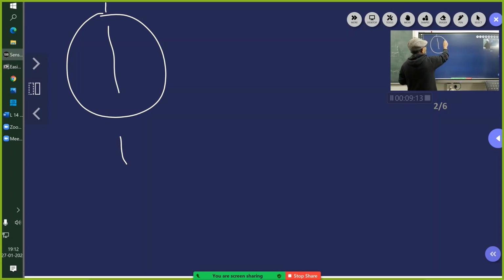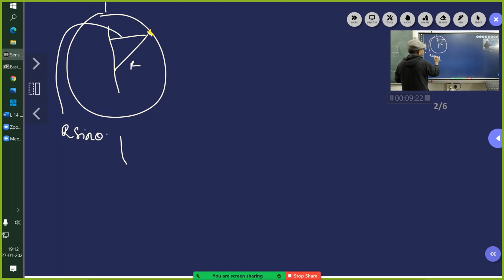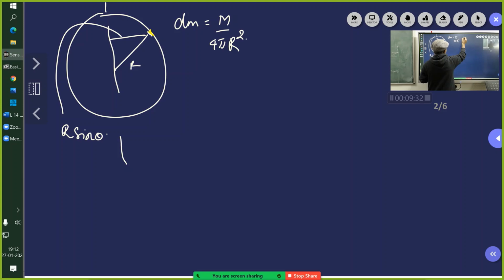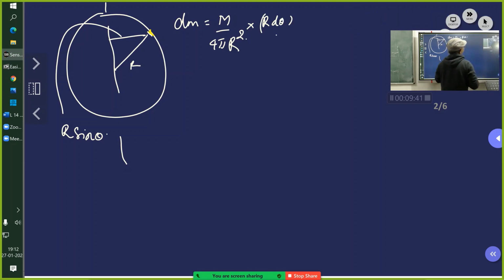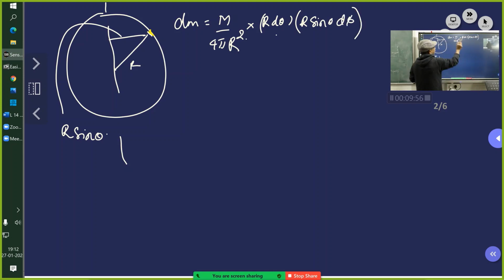Now also the same thing here, the same patch with respect to this. This is r, and this becomes r sin theta. So now our dm will be equal to m divided by 4 pi r square into this area. This area we took as r d theta, correct? And then we got that patch area as r sin theta into d phi. And this dm is correct.